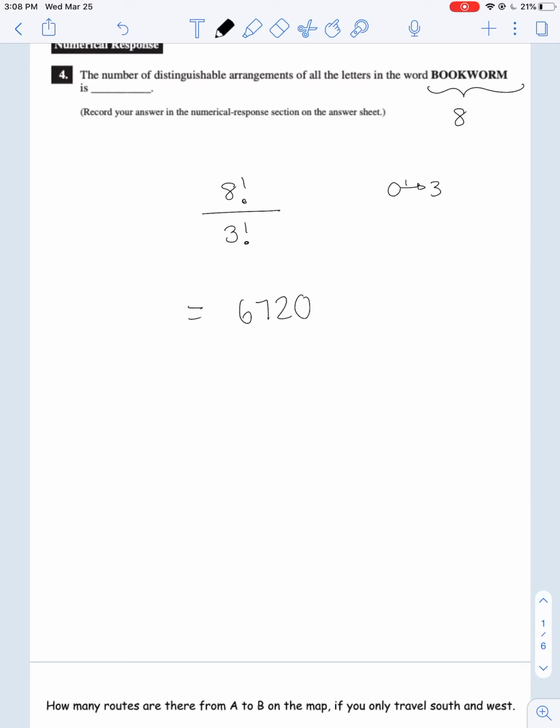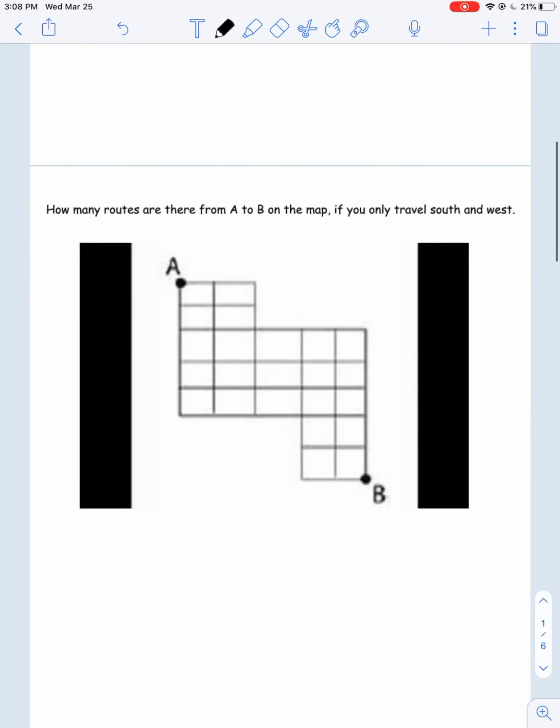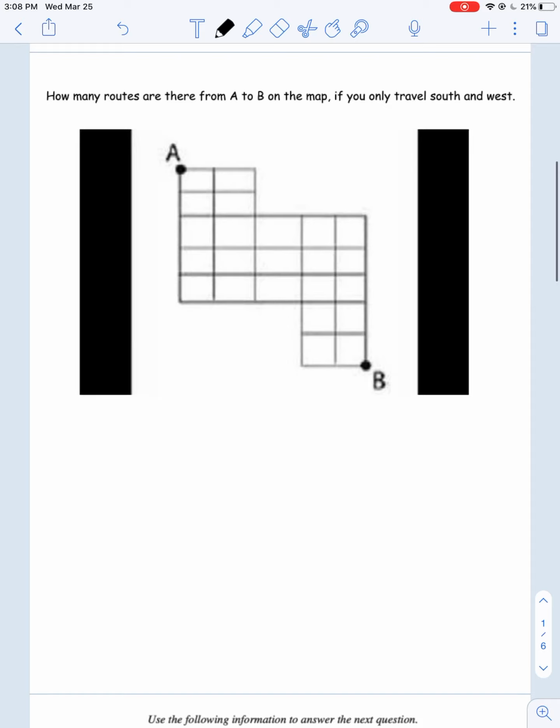If there is a 4-digit number, just write it exactly how you see it in the space provided for the numerical response. How many routes are there from point A to B on the map if you travel only going south, meaning down, and west, meaning going to the right? So we're only going towards B. We can't go to the left and we can't go up. So we'd start by labeling the side lengths as 1s. Let me fix that. It should be 1.